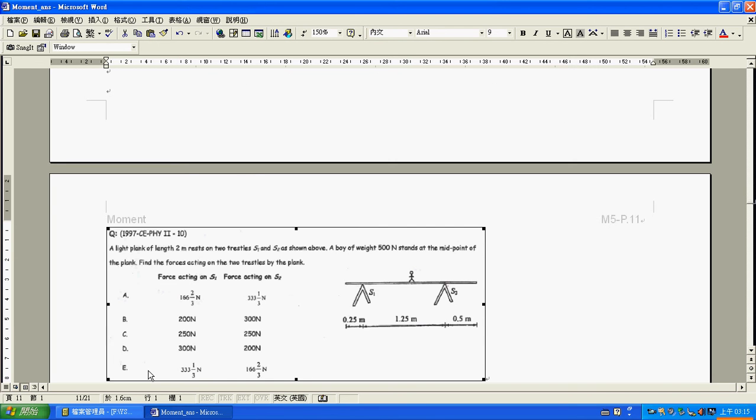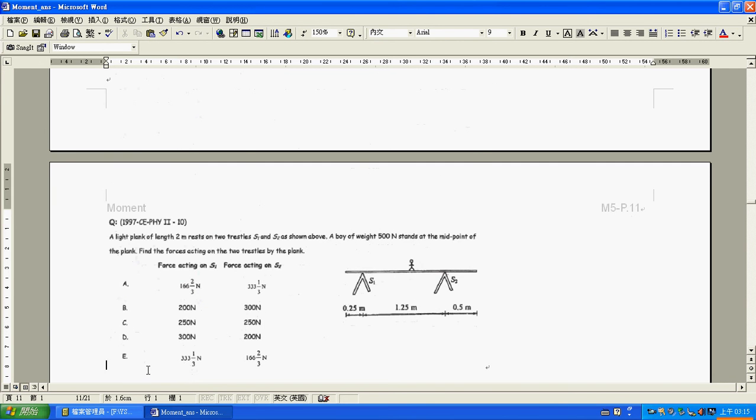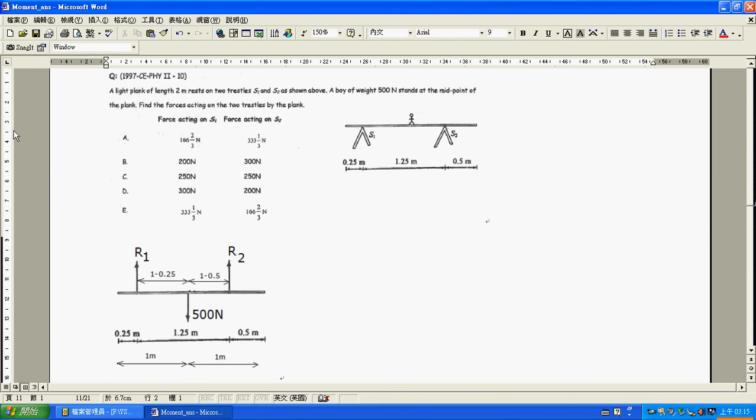Now let's move on to the next question. Now this question is from 1997, the Hong Kong CE. A light plank of length 2 meters rests on two trestles, S1 and S2, as shown below. And a boy of weight 500 newtons stands at the middle of the plank. Find the forces acting on the two trestles by the plank.